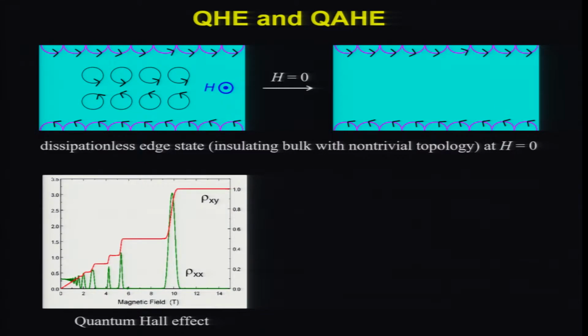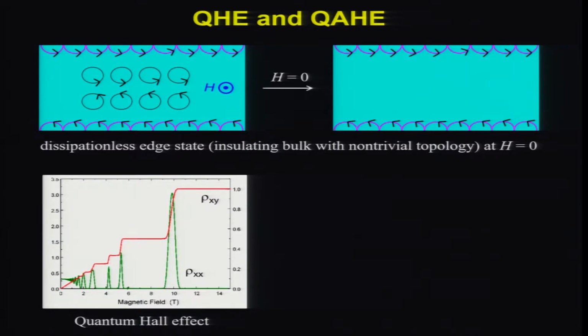Because we need a very strong magnetic field to realize the quantum Hall effect, people started to ask: can we realize this same effect in zero magnetic field, which is much better for applications? From this very naive picture, it means that even without a magnetic field, somehow the bulk is insulating, and we will have this chiral edge state along the sample boundary. This seems too good to be true.